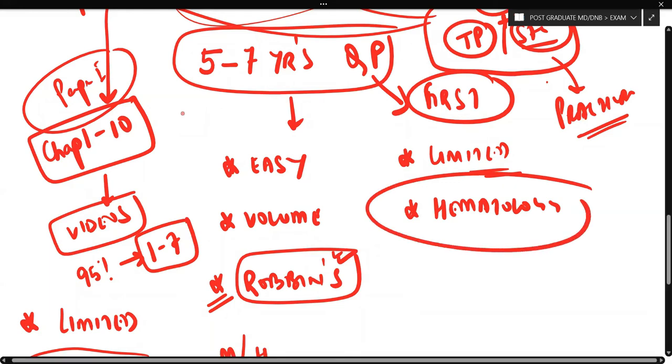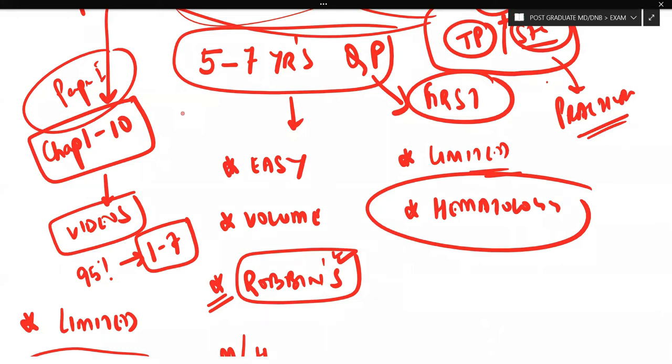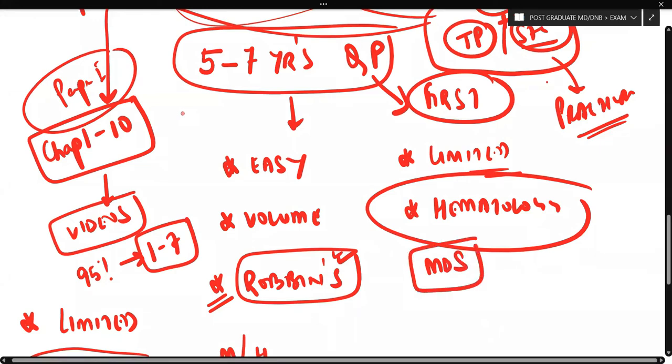There has been an increased number of changes in the myeloproliferative neoplasms, and that will be a recent advance question. I'm telling you from now, it has been uploaded. Very, very important long answer question in the exam will come from myelodysplastic syndrome. MDS is a sure short question for your exam this year.